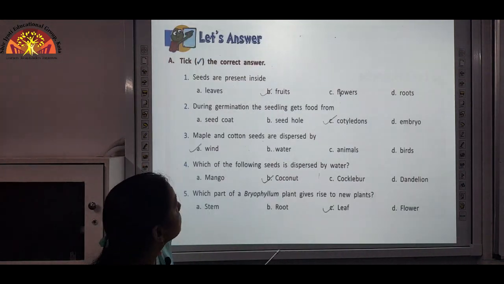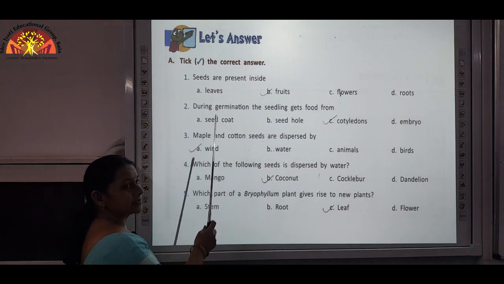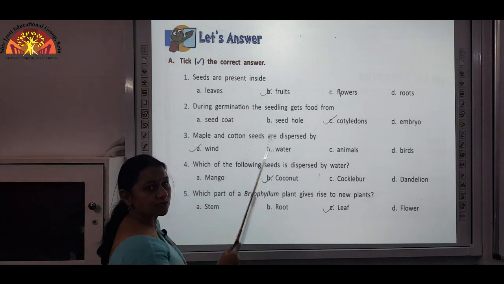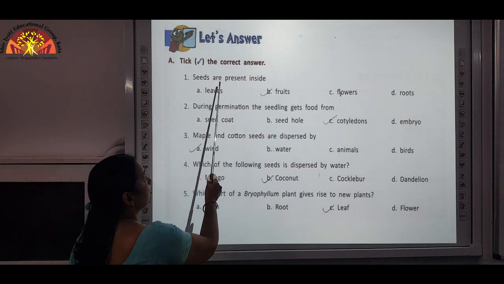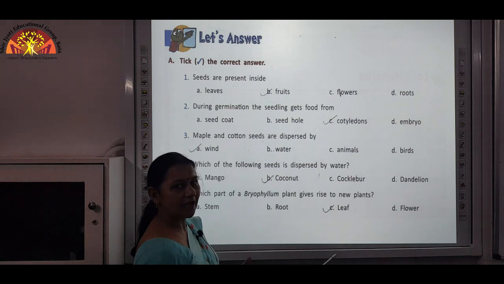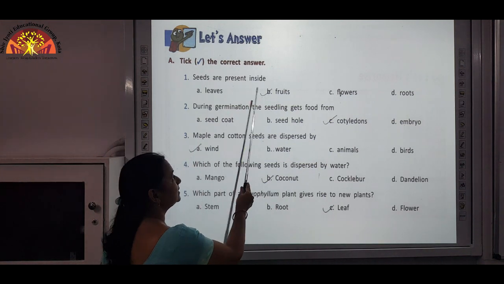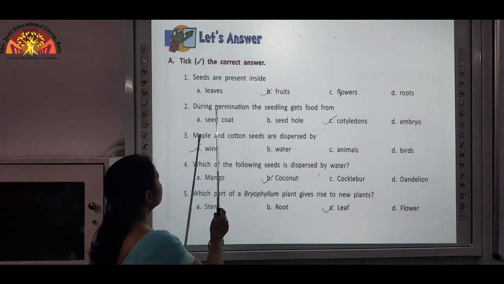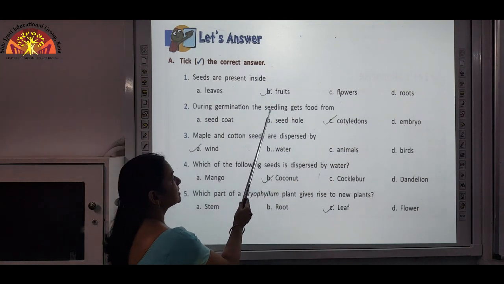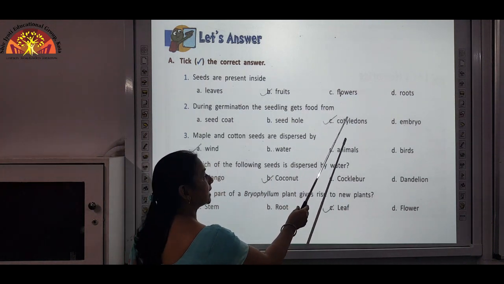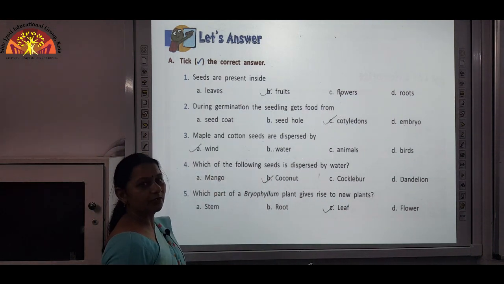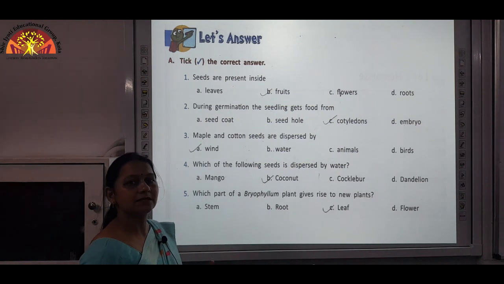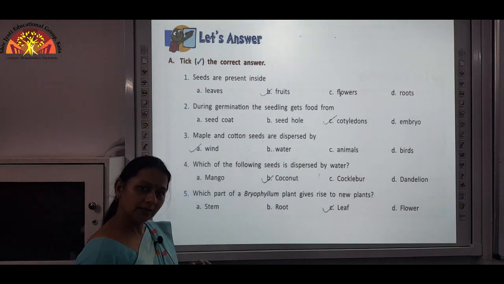Next is take the correct answer, that is the back exercise we are doing. The first question is, you have to choose the correct option. Seeds are present inside, as we have just discussed, the fruits, not the leaves, not the flowers and not the roots. Next one, during germination the seedling gets food from the cotyledons. As I have just told you, during germination the growing plant takes up the food which is stored in the cotyledons.